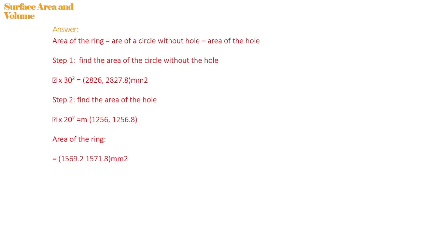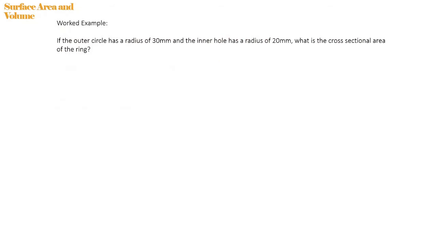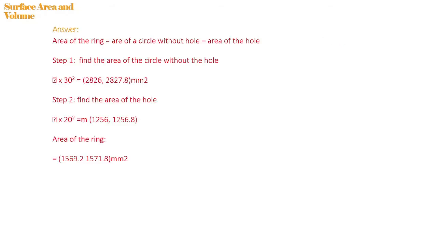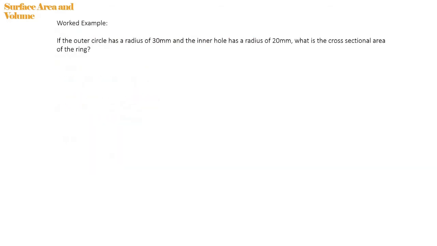So the area of the ring is area of a circle without the hole, minus area of the hole. Ignore my spelling mistake there. We're trying to find the cross-sectional bit, so step one, find the area of the circle without the hole. So that will be what we're after.